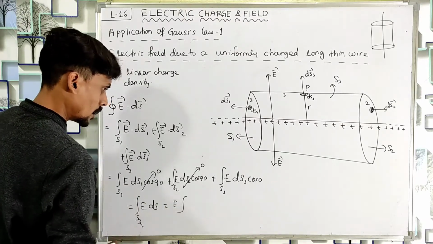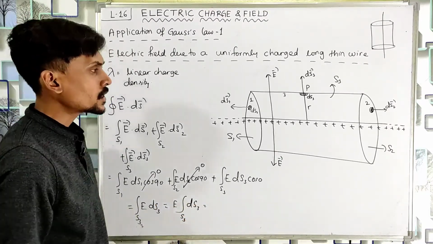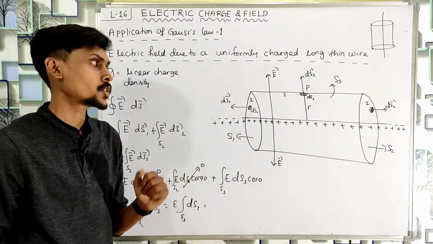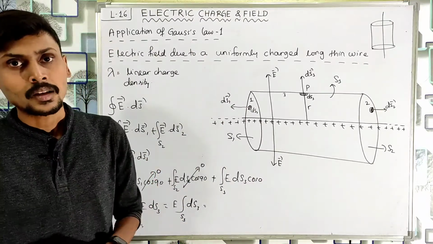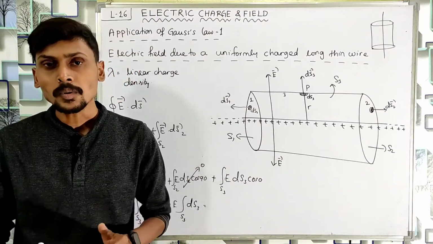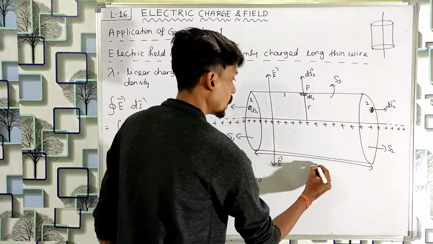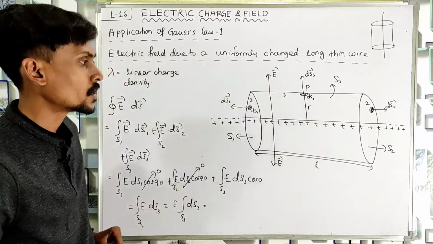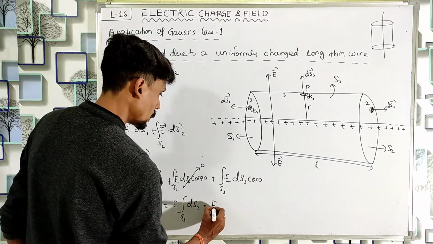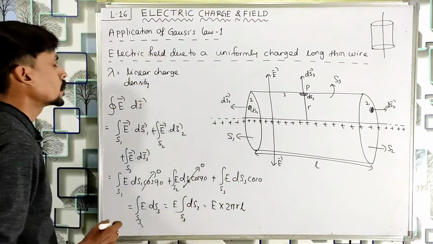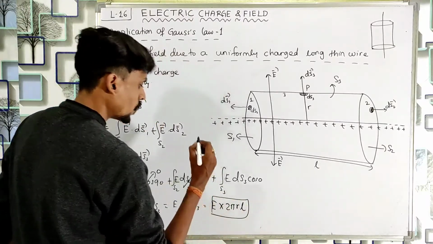So E times the integral of ds3 over S3. Here ds3 means a small element on the curved surface of the cylinder, and if I integrate this ds3 over the entire curved surface, I will get the curved surface area of the cylinder. Suppose the length of the cylinder is L, and R is the radius. Then what is the curved surface area of a cylinder? It is 2 pi RL. So E into 2 pi RL is the value of the closed surface integral of E dot ds. So this is the first half of Gauss law.